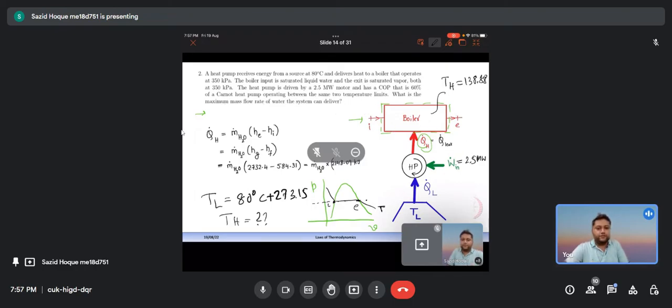So for mass flow rate, you can write in terms of whatever is outlet minus inlet, in terms of HE minus HI. Again, for HE and HI, these are at saturated points, right? These two points. So we need to find out these values from the table. Corresponding to this pressure, we can find out these values.